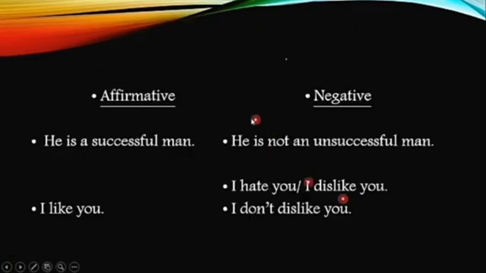My dear students, please remember, this is the easiest way to change an affirmative sentence to a negative one. What is that? We just have to use the opposite of the given adjective in the affirmative sentence. For example, he is a successful man. What is the opposite of successful? Unsuccessful. So we are going to use unsuccessful. And as we have to change the structure, we have to use some negative words here. But we also have to be careful the meaning doesn't change. So we should talk in this way. He is not an unsuccessful man, meaning he is a successful man.